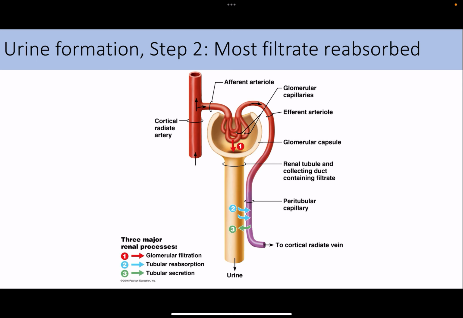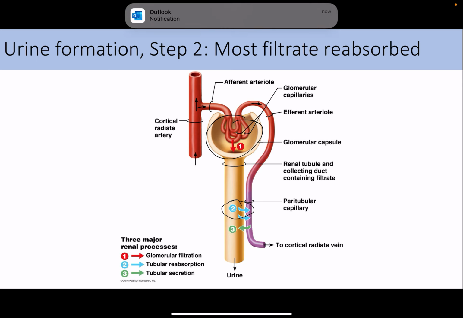So the first step, again, is filtration that we just talked about, filtering things out, which is non-selective. Anything that fits out is going to be shipped out into the capsular space. And then the next step is all about reabsorbing the things we want to recapture. Things that got filtered out that we don't want to get rid of, we don't want to excrete, and we want to keep, will be reabsorbed back into the blood.